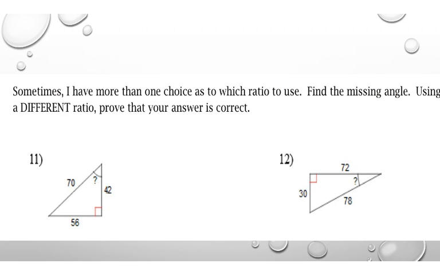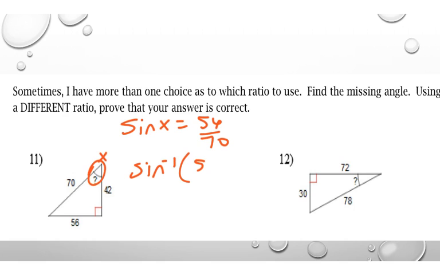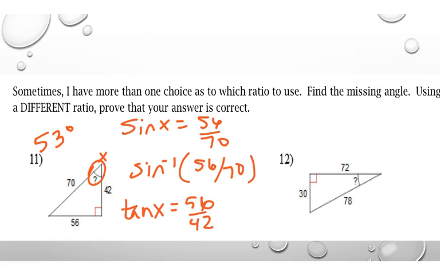Okay, and last, depending on what I'm given, we can still find the missing angle, and I can use more than one choice. I've got more than one choice to do this. So if I'm trying to find this angle, I've got all 3 sides, so I can say, okay, then the sine of x is equal to 56 over 70, so I can do the inverse sine of 56 over 70. I could have said the tangent of x is equal to 56 over 42, and I can use that ratio. I can use cosine. So I've got a lot of options there, and so you can use any of those to find out what you need to find out. So that missing angle is 53 degrees.